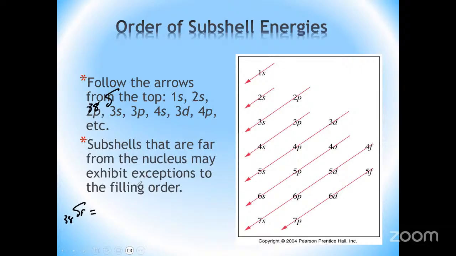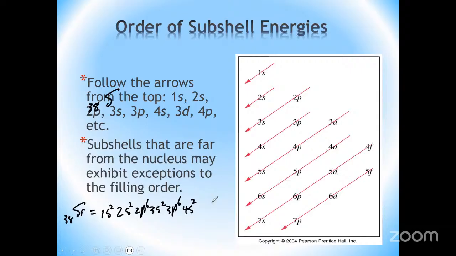So following this diagram right here, the first 2 electrons will go into the 1s orbital, then 2s2, then 2p6, then 3s2, then 3p6, then the next will be 4s2. All right, so that's 20 so far.